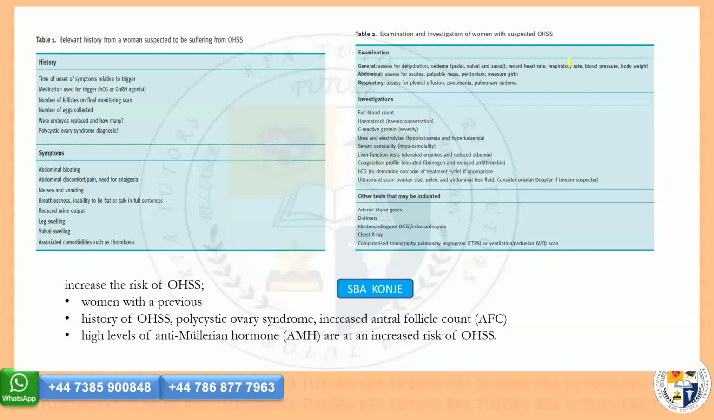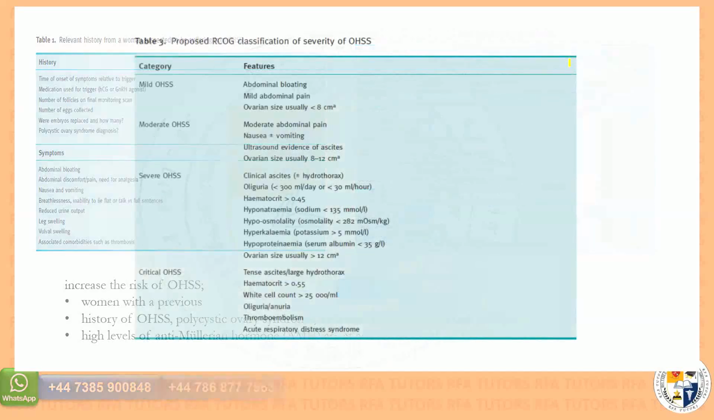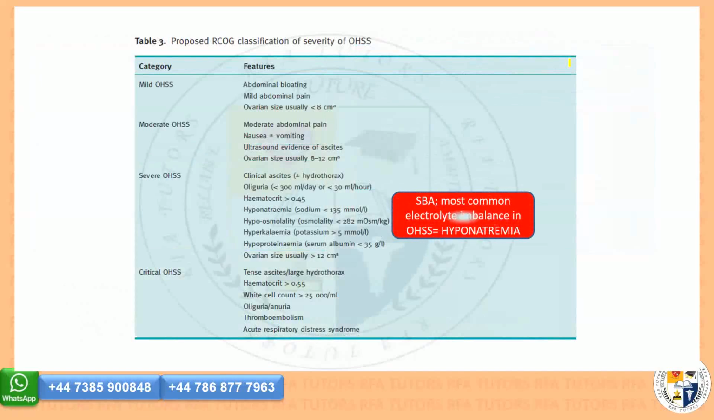So Kunja's answer is that decreased AMH levels mean decreased risk of OHSS. Do you people understand? Now I would never forget: increased risks are given here for OHSS, and Kunja's question is asking about the decreased risk of OHSS. So I would never forget it. You will find all the single best answers regarding categorization in all the books.